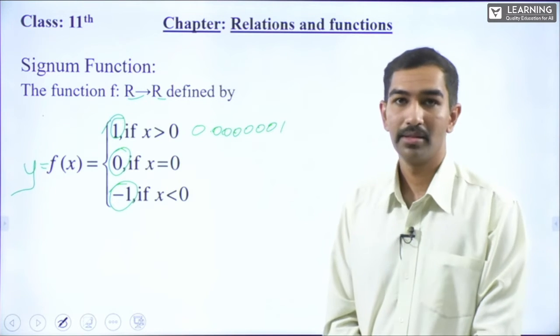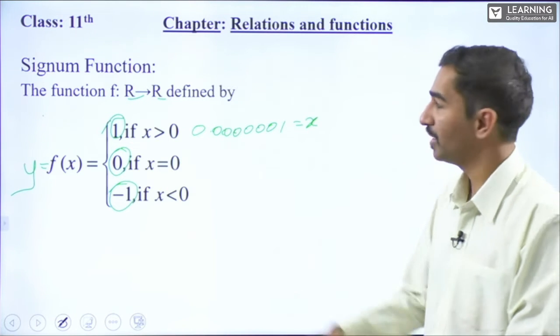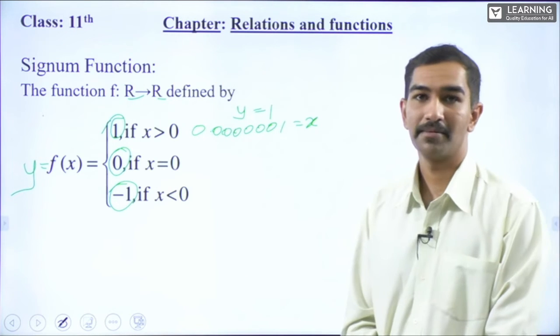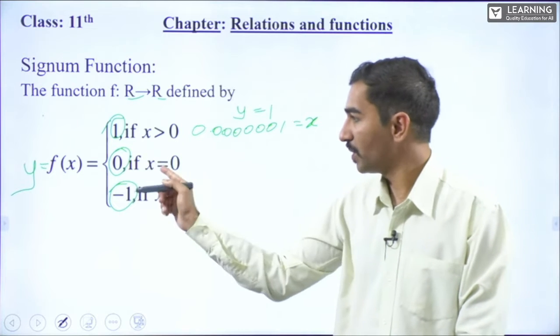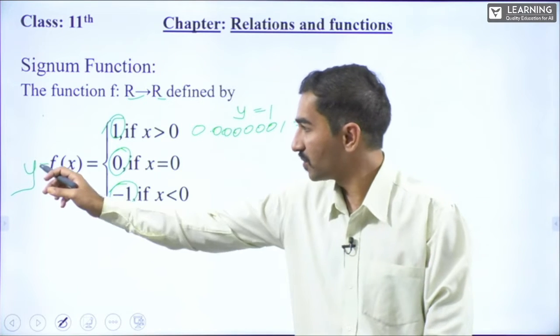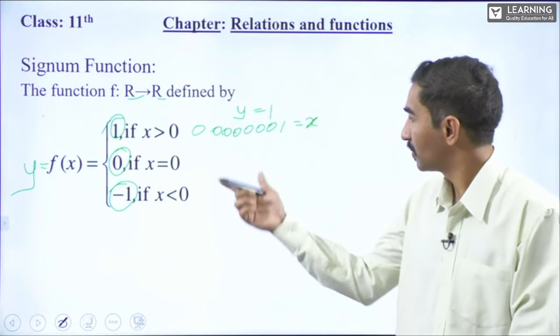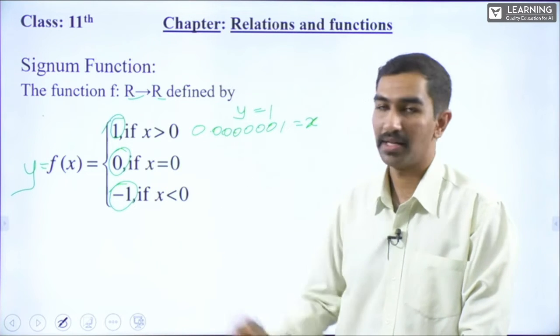0.00000000001. If this is equal to x, correct, then what is y? So this is greater than 0, right? Y will be equal to 1. As simple as that. Correct? So when is y equal to 0? When x is equal to 0. And when is y equal to minus 1? When x is lesser than 0. So lesser than 0, y will be equal to minus 1.